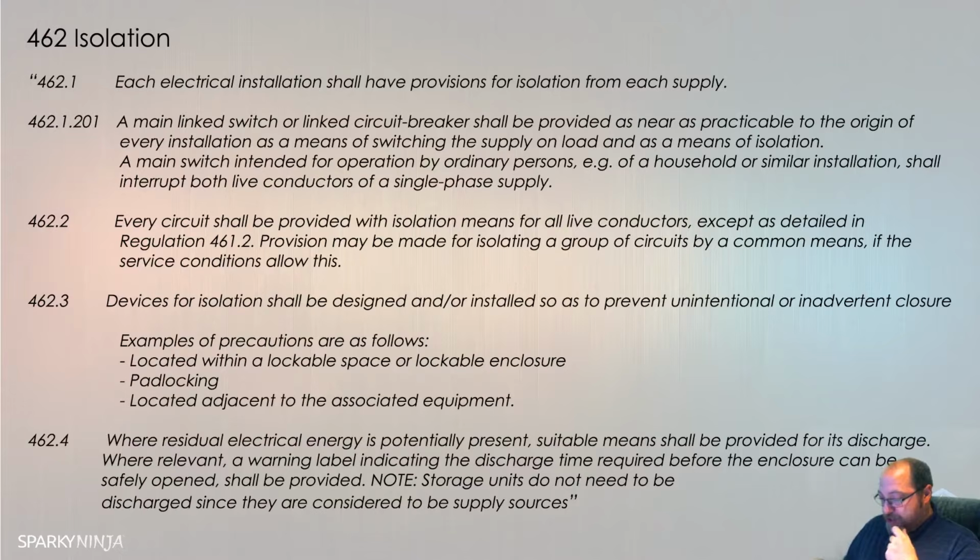A main switch intended for operation by ordinary persons, so homeowners, must interrupt both live conductors. So a house or a home or a similar installation, the isolating device must be multi-pole, must be double pole. Every circuit will be provided with isolation means for all live conductors except as detailed in regulation 461.2. And that again mentioned just now, we have reliable Zs achieved with the ADS protective measure on a TN system. Okay.